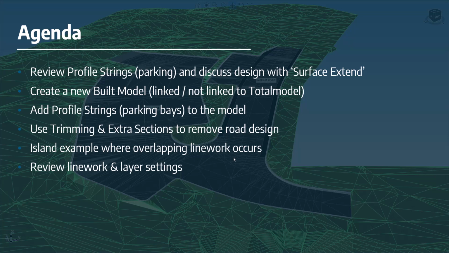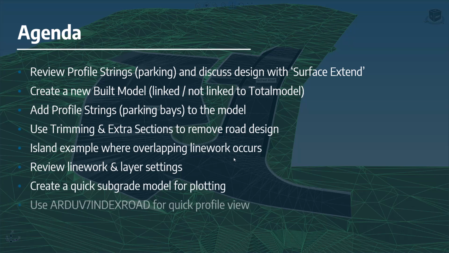works slightly differently to the traditional auto model or fast draw line work that is drawn by Civil Site Design, and actually has separate layer controls for the fast draw line work, so we'll unpack that. We will create a quick subgrade model for the purposes of plotting cross sections.